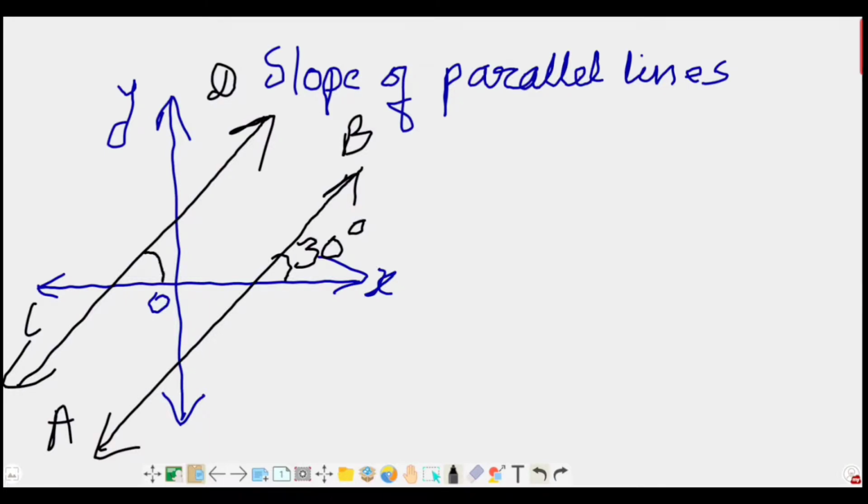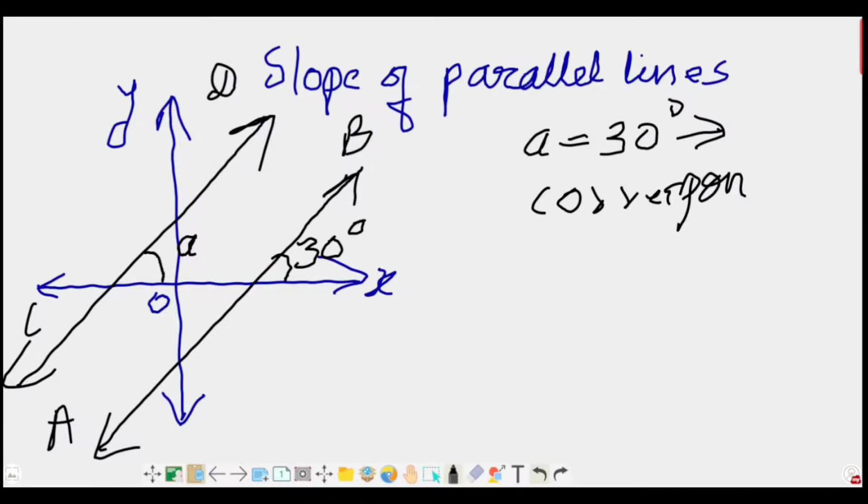Now when you look at this angle, suppose I am considering this angle as small a, then your a is equal to 30 degrees. Both are equal. Why? Because they are corresponding angles. So you know the concept of parallel lines, that whenever two lines are parallel, corresponding angles are congruent. So this angle is also 30 degrees.